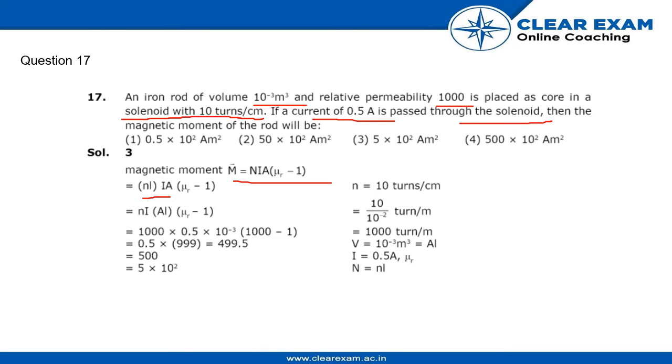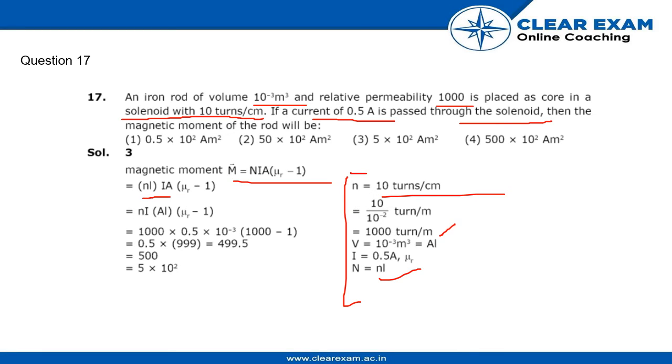We have the following given things, that is n equals 10 turns per centimeter. So we have to convert it into turns per meter, so we have to divide by 10 to the power minus 2, so we get 1000 turns per meter. The volume is 10 to the power minus 3 meter cube and the current is 0.5 ampere and M equals n l n I, sorry.